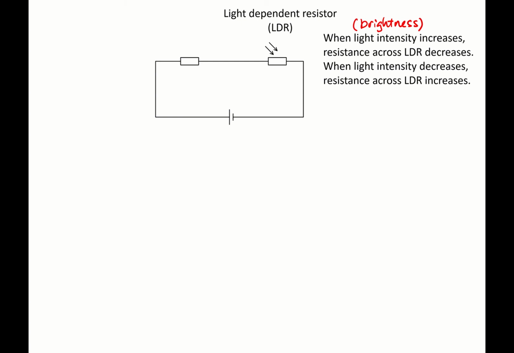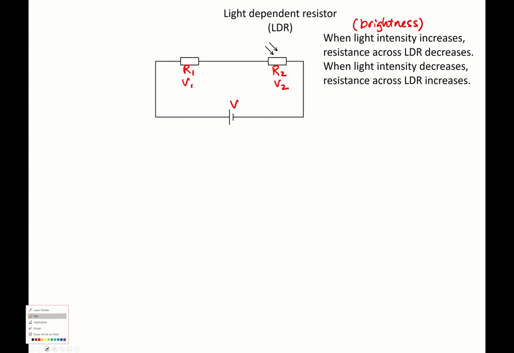So we let the resistance of the fixed resistor be R1 and the resistance of the LDR be R2. And the potential difference across the fixed resistor be V1 and across the LDR V2, and the EMF across the circuit will be V. So there's two things we're going to look at here: how V1 and V2 change in bright condition and then in dim condition.